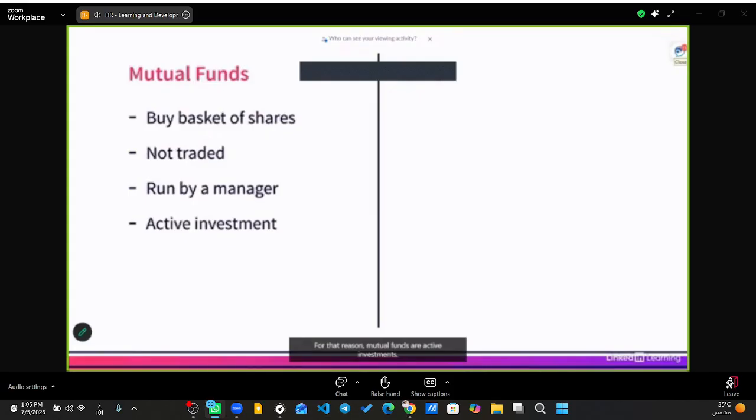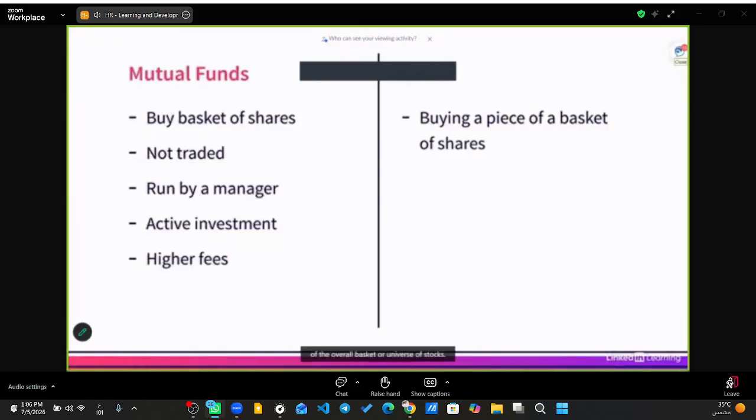For that reason, mutual funds are active investments. They're actively picking specific stocks or securities they think will outperform. Mutual funds tend to have higher fees associated with them because of this effort to outperform. In contrast, by buying the ETF, you are just buying a piece of the overall basket or universe of stocks. An ETF is traded on an exchange, and there's no real stock picking involved. You're not asking an investment professional to pick stocks for you.